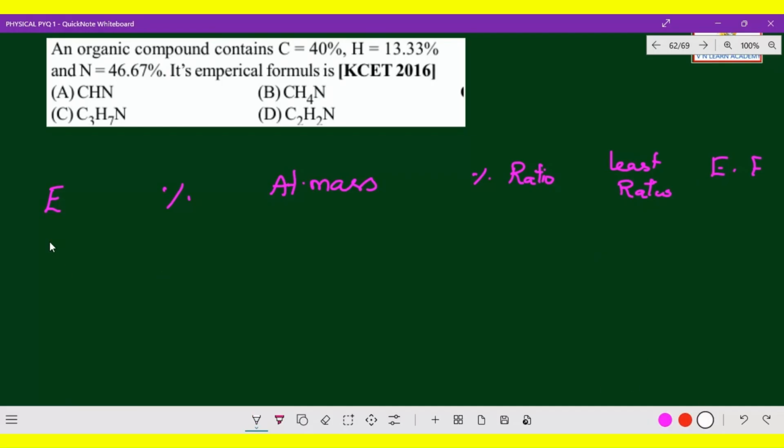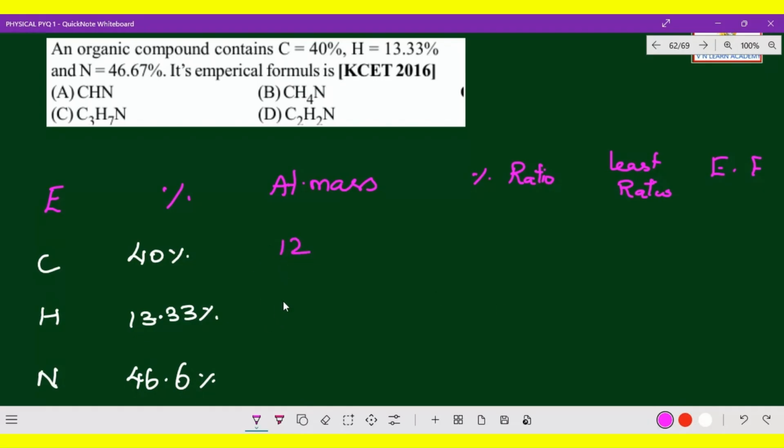Okay, now let us write the data here. Element: they have given carbon, hydrogen, and nitrogen, these three. Now percentage: 40 percent, 13.33 percent, and 46.6 percent. And atomic mass: carbon atomic mass 12, hydrogen atomic mass 1, and nitrogen atomic mass 14.